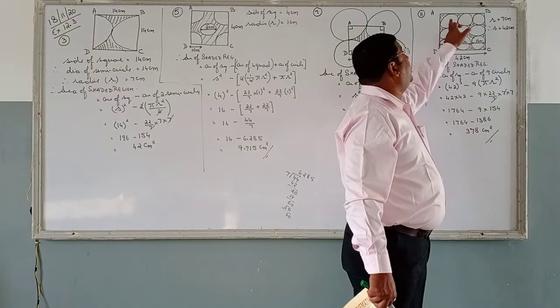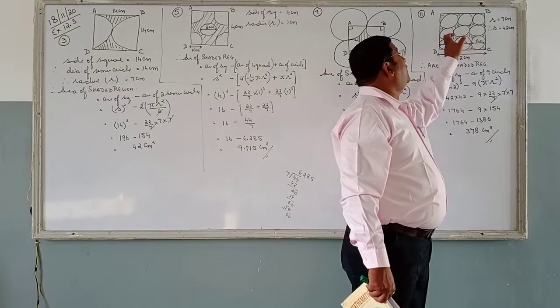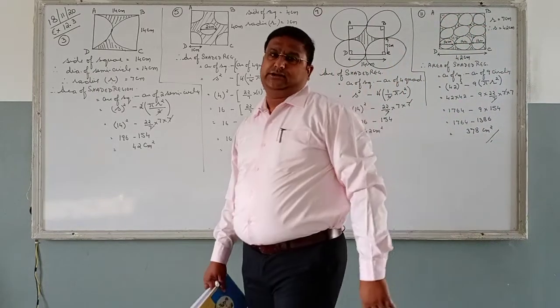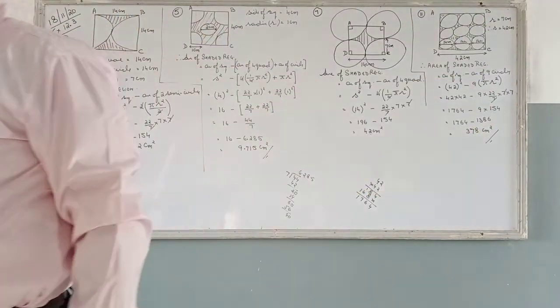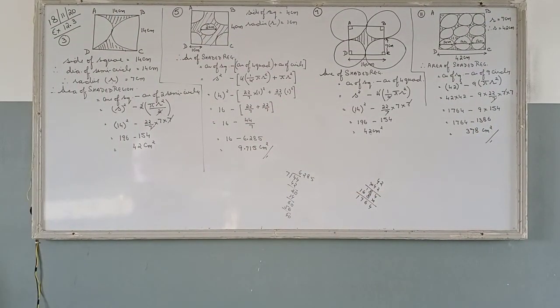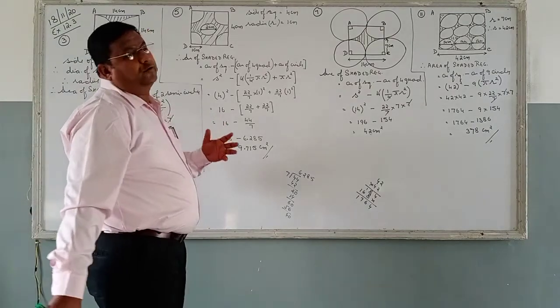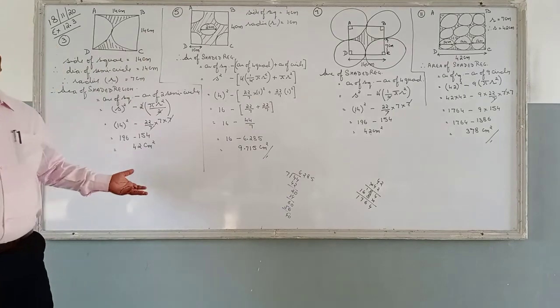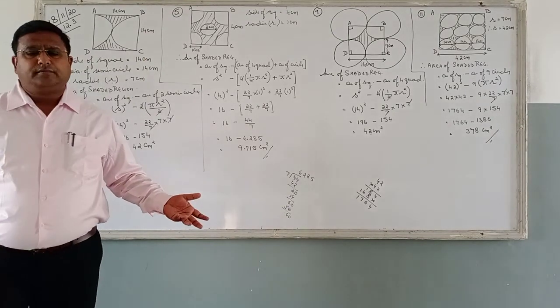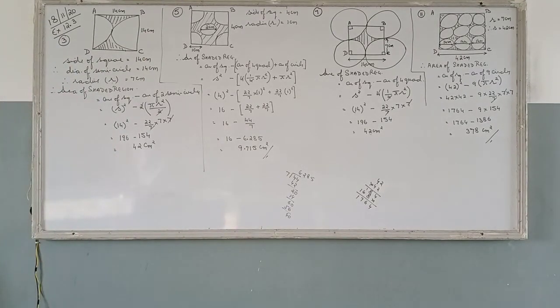From the area of the square, we need to subtract the area of 9 circles. So you can see that all these questions are related to each other. They are no big calculation. The only thing we require is the correct formula. If we know the correct formula, application is very easy. Clear? Rest of the questions are also the same.